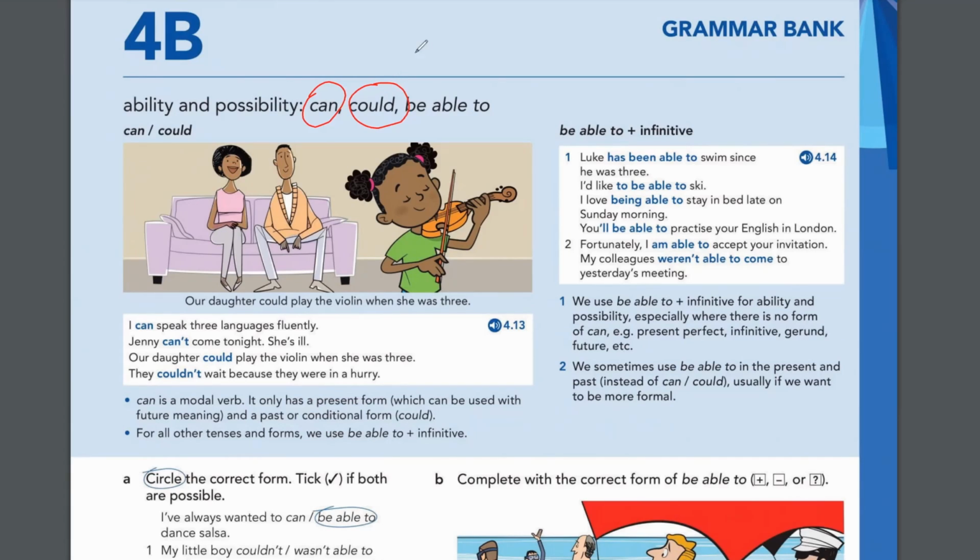And we can also use could for polite purposes, like, could you open the door for me, please? To be more polite. Can you open the door? Or could you open the door?